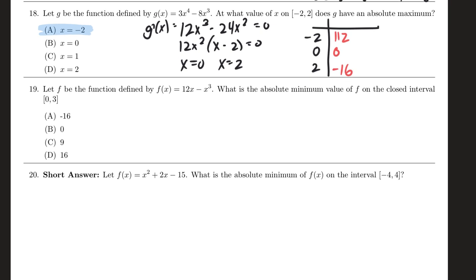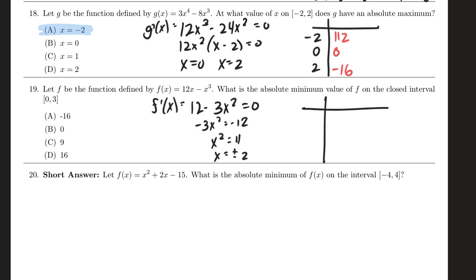All right, same thing. We're looking for the absolute minimum, so we're going to look at our derivative to find our critical points. 12 minus 3x squared. Set that equal to 0. This one's going to be, subtract the 12, divide by negative 3. We get plus or minus 2. And make our chart, our endpoints 0 and 3. Negative 2 is a critical point, but it's not in the region we care about, so we just have to plug in 2.